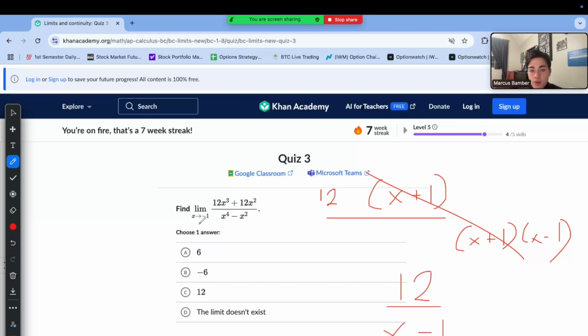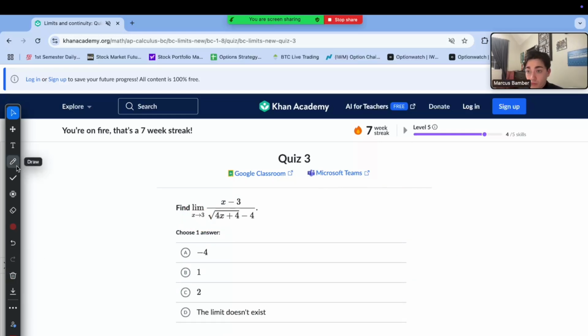Now we can direct substitute. Remember, we still have to include this limit expression with all previous steps up until this point, but since we substitute, we don't need it anymore. This is equal to 12 over negative 1 minus 1. Negative 1 minus 1 is equal to negative 2. 12 divided by negative 2 is negative 6. So B is the correct answer for this question.